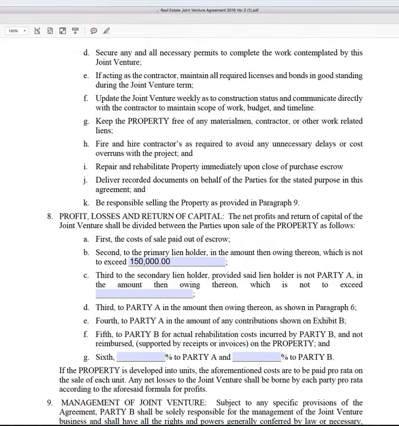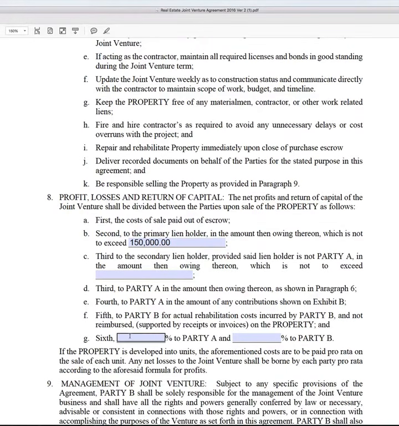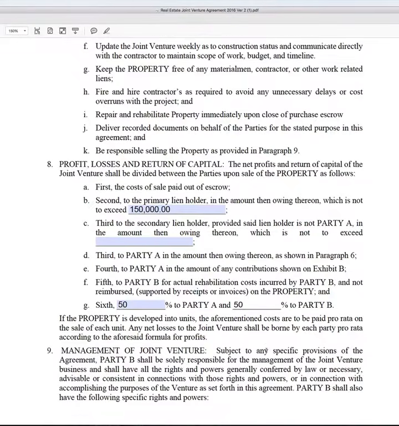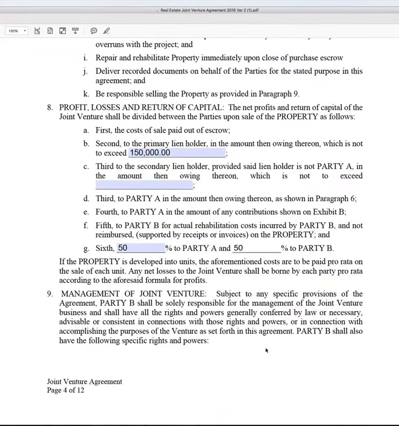And then after that's been paid out, then you have blank percent to party A and blank percent to party B. So if it's a 50-50 deal, then you would just put 50%, 50% here. So now after everybody's been reimbursed all their funds, then the profits are split 50-50 on whatever remains. So that's what you would put in for Clause 8.